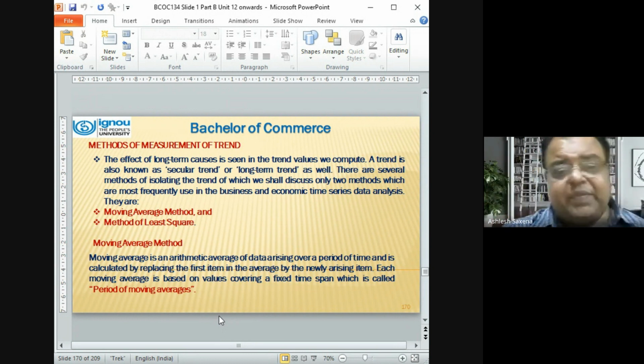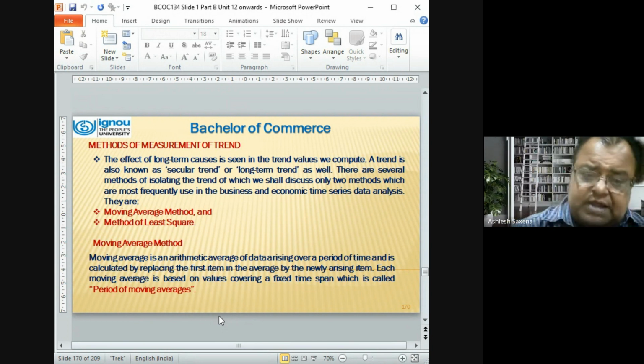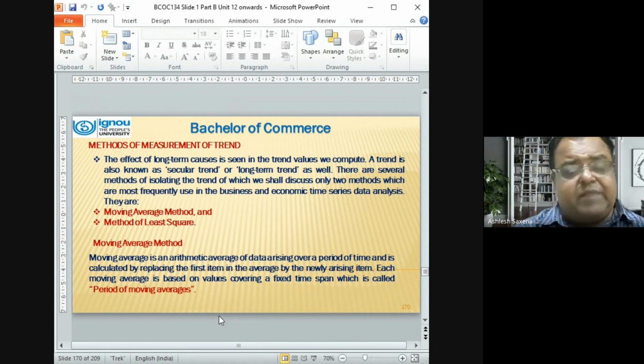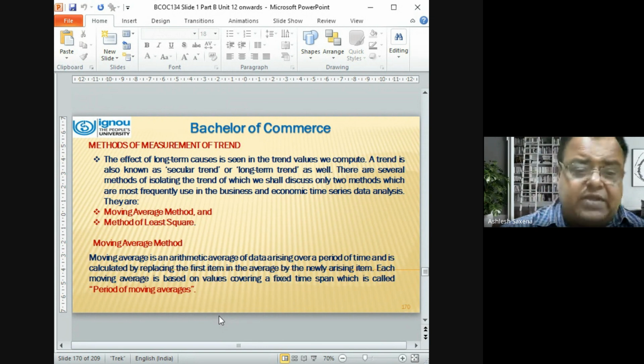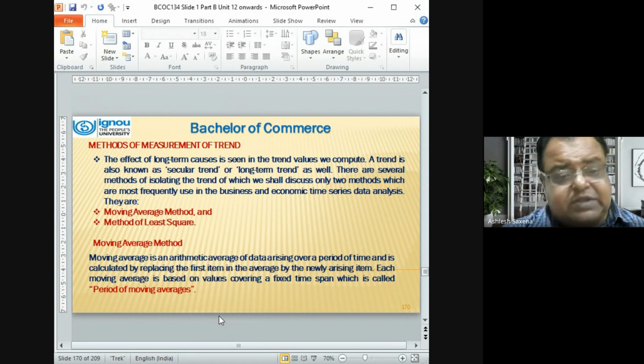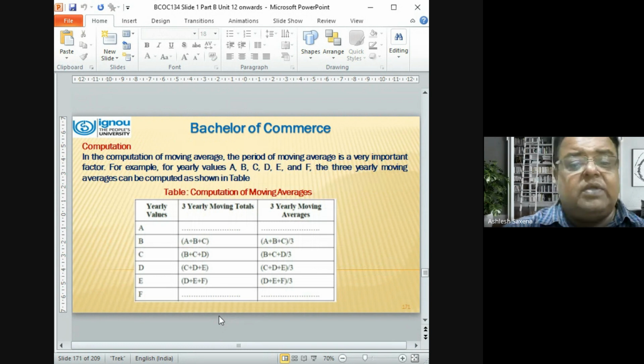Now we will start with the moving average method. Moving average is an arithmetic average of data arising over a period of time and is calculated by replacing the first item in the average by the newly arising item. Each moving average is based on values covering a fixed time span, which is called the period of moving average. Now we will see how this computation takes place.